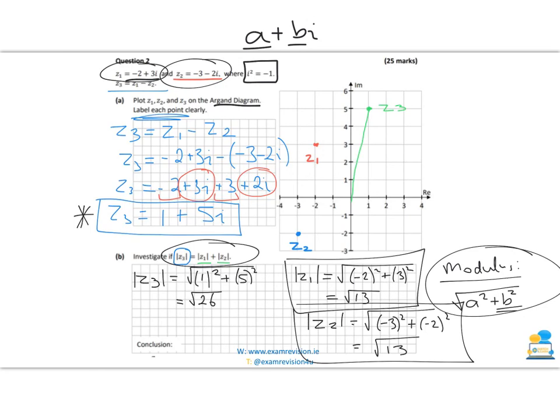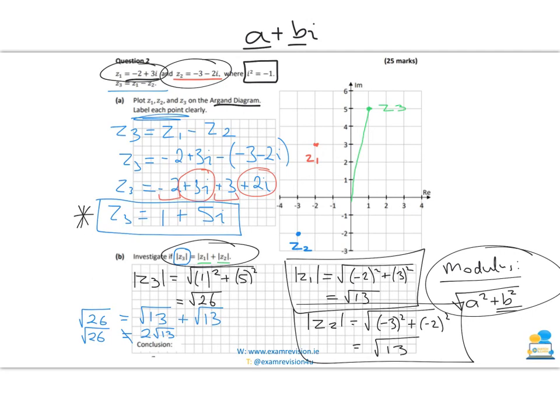So the modulus of Z3 we said is root 26, and they're asking us, is that equal to the square root of 13 plus the square root of 13? Now on first glance, we may fall into the trap of thinking, oh yeah, sure, 13 plus 13 gives me 26, but the square root of 26 is not equal to 2 root 13, okay? When they're in the square roots, you don't just add them together because that wouldn't make any sense.